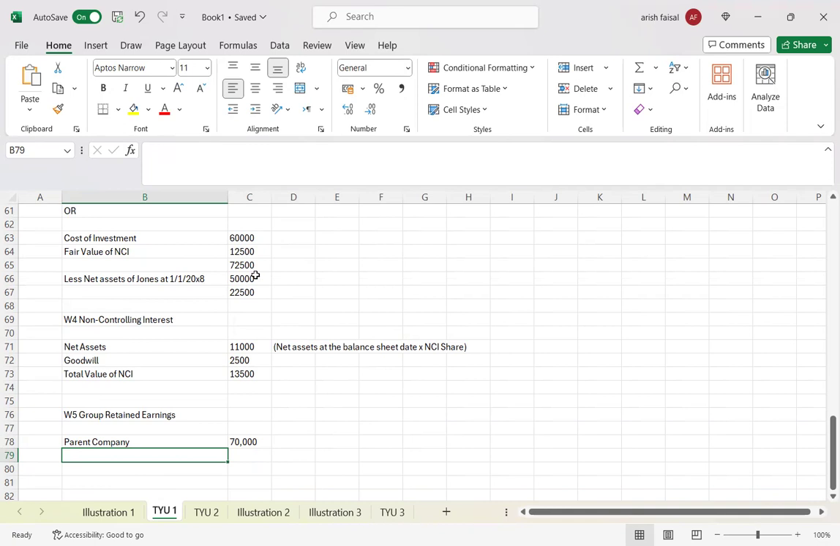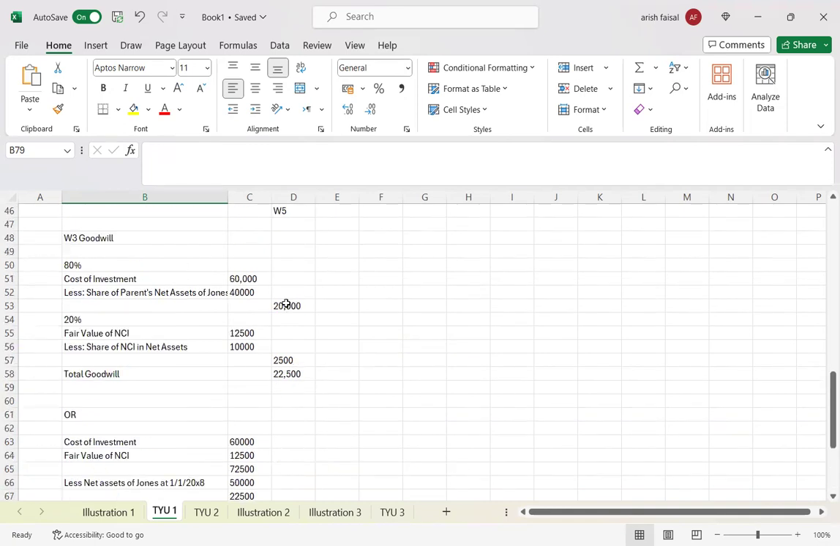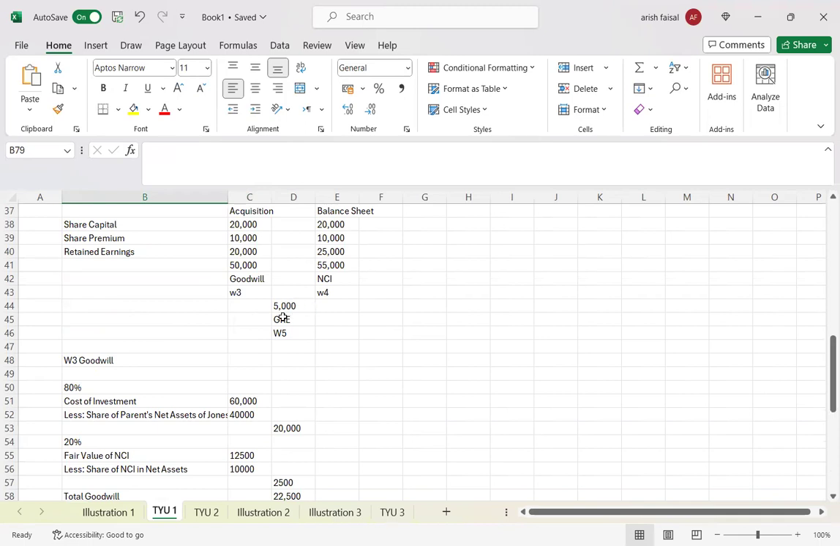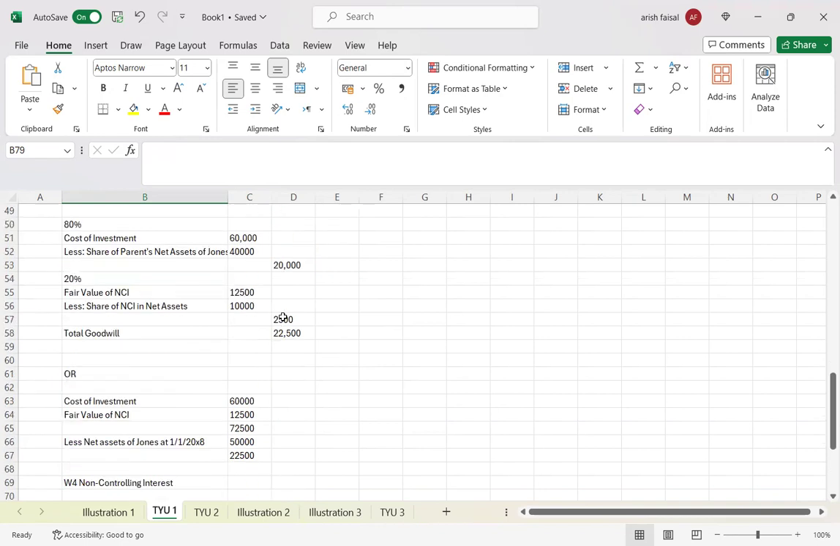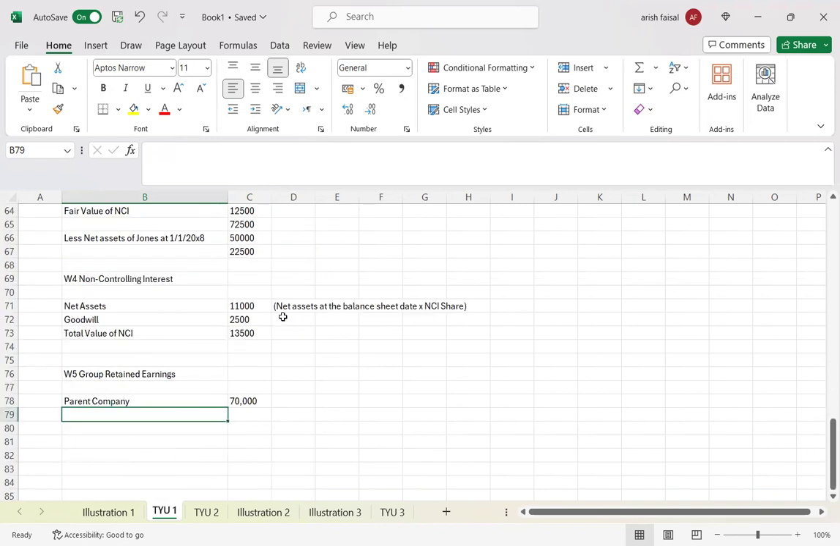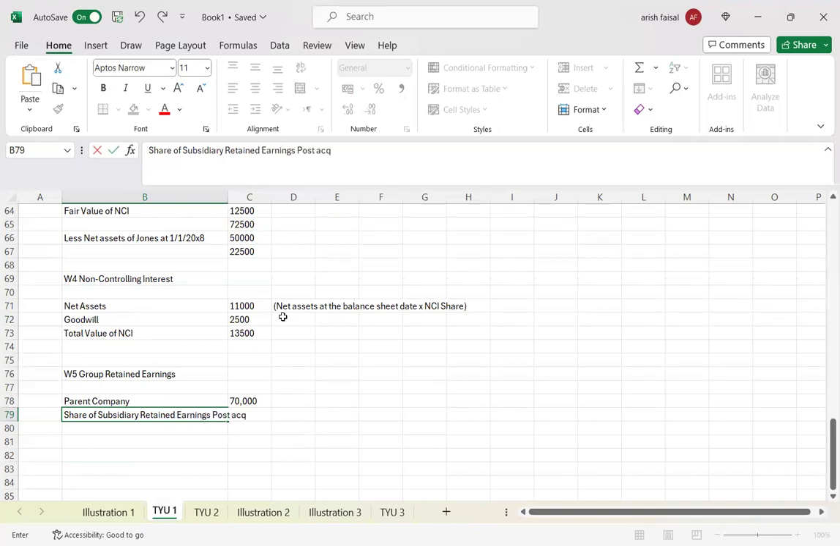And as far as the subsidiary is concerned, the group share will start from the date of the acquisition, like after that. So I told you that there's a difference over here of 5,000. Like during the year, after the control has been obtained, the retained earnings has increased by 5,000, and that's the share of subsidiary retained earnings post acquisition.